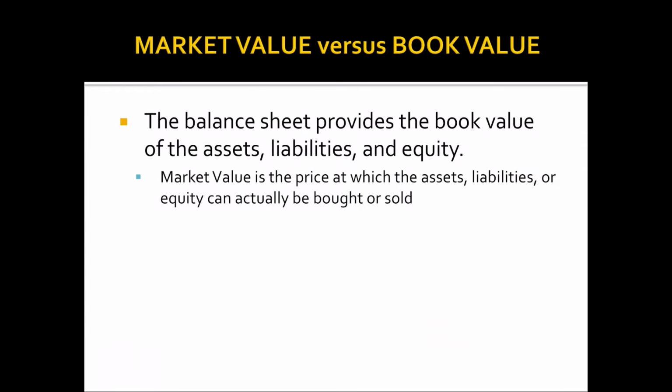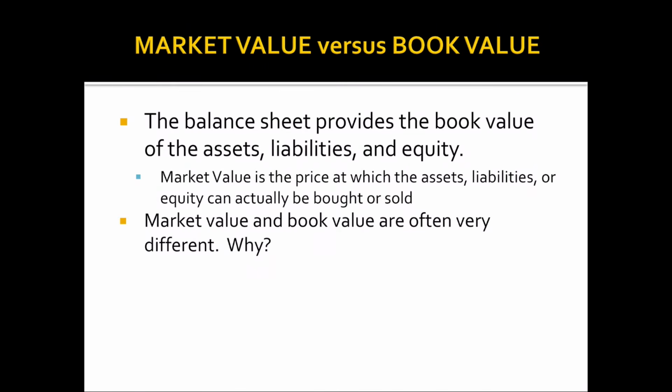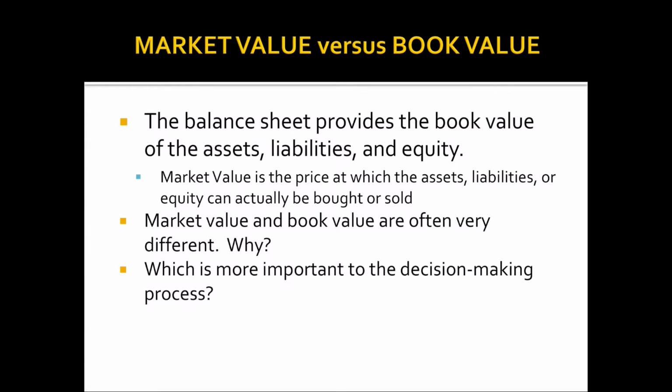Now, some of these values may be close between book value and market value, and some of them may be substantially different. Your current assets are typically close in terms of market value and book value because of their short-term nature, whereas long-term assets can fluctuate drastically at times. As I mentioned, market value and book value are often very different, and that's because of the cost principle. Which would be more important to the decision-making process? One thing that's important to keep in mind is that we are always concerned with market values.